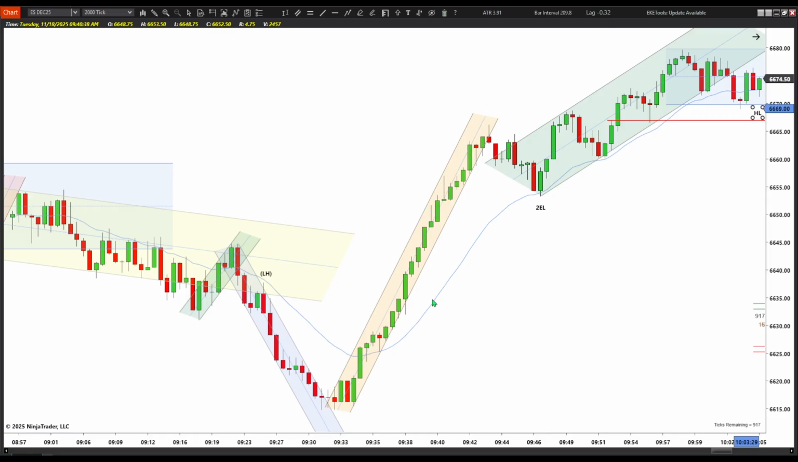EMA is acting as a decent support now. Break of the green up channel needs to test the high. It looks like it's break, first attempt up. This could be the second attempt up. This trading range doesn't exist yet, so I can't use that as a key entry point.